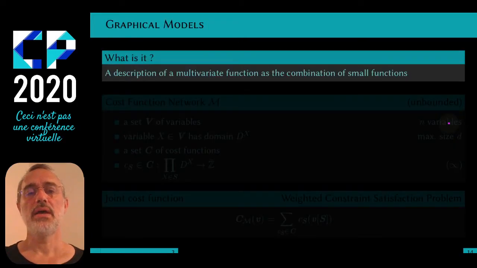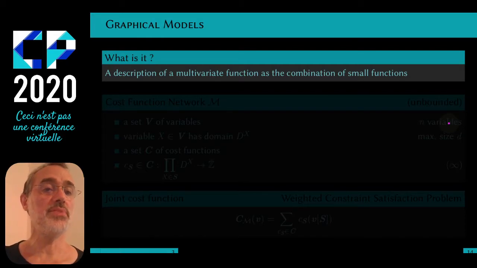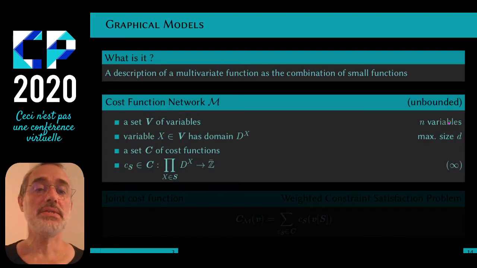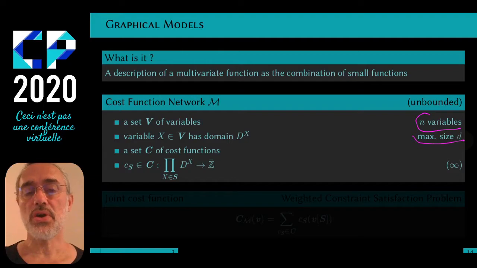So let's start with graphical models. Graphical models are a very large family of mathematical models that all try to describe a function of many variables as a combination of small functions. In this talk, the first type of graphical model we consider is cost function networks. They have a set of variables V, so at most n variables. Each variable has a domain, and the maximum domain size is d, and we have a set of cost functions.